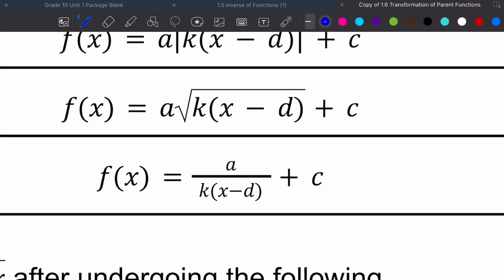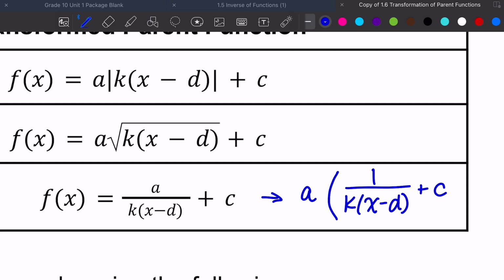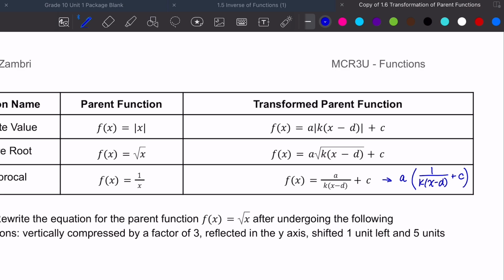And then with the reciprocal, I see a lot of people also write it, and it's equivalent, as A times 1 over k(x minus d) plus c. I personally don't like this because then it gets confusing what A is multiplying to, and fractions just confuse people. So A is on top, k and d get to be in the denominator, and c is just not attached to the fraction. So that's your shift up and down. This is what you could use if I specifically said, can you do a transformed square root function, or a transformed absolute value function? That is the specific notation you'd be using instead of using an f, since now we know what the function is.